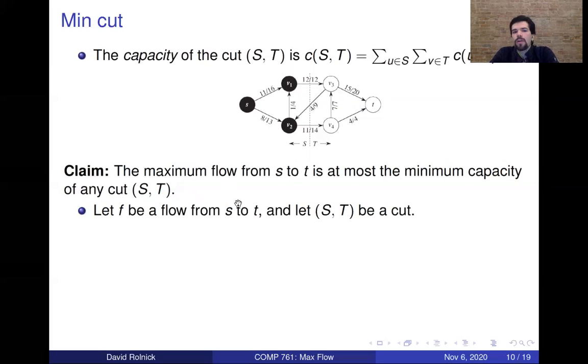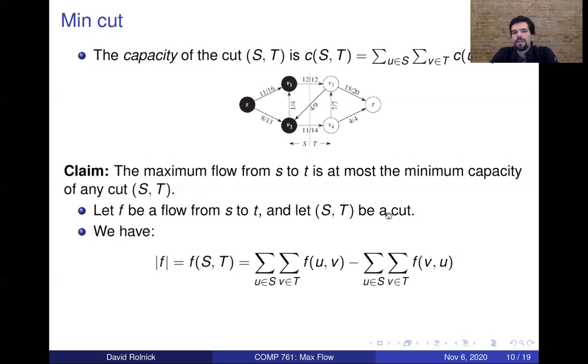Suppose we have a flow from S to T, and suppose that we have a cut. Then the value of the flow is equal to the net flow across the cut. We just proved that. And that's defined by the sum of all the flow going one way across the cut minus the sum of all the flow going the other way across the cut. And that is less than or equal to, killing this second term, just the flow going one way across the cut.